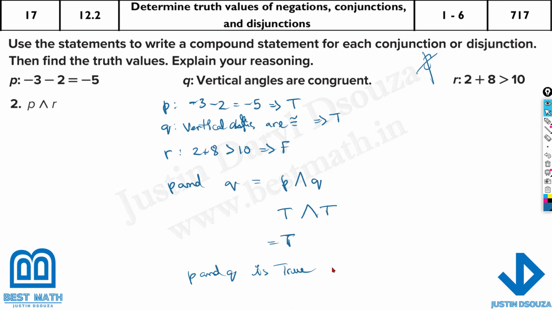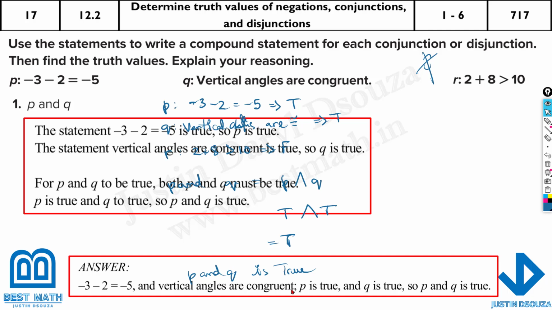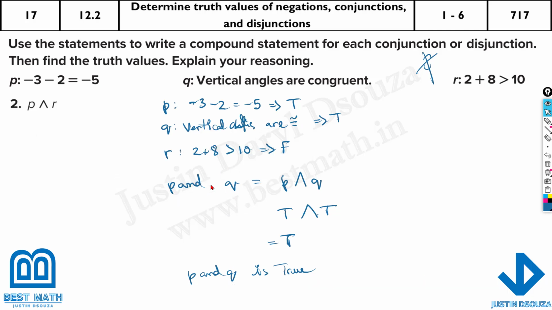But over here, it has to be mentioned: the statement P is true, Q is true, so P and Q is true. You can write over here the statement P is true, Q is true, and therefore we have written it in terms of equation. That's fine. You can write it like this as well.